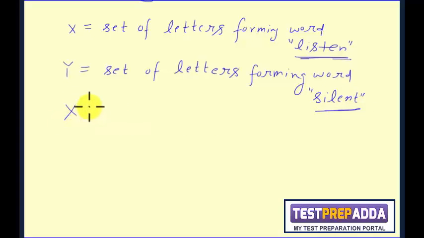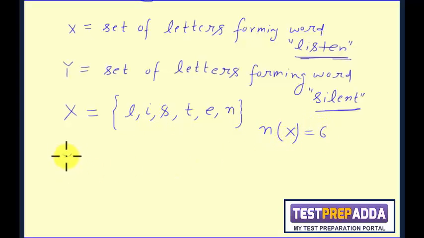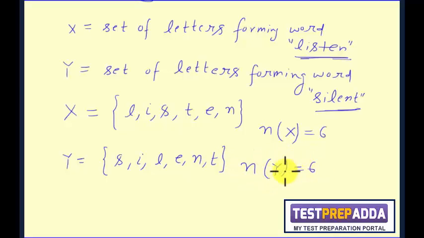Now, if I write X in roster form, I will write this as L, I, S, T, E, N. The cardinality of this set is 6. Now, set Y I can write as S, I, L, E, N, T. Here also you can see 1, 2, 3, 4, 5, 6 elements. So the cardinality of set Y is 6.